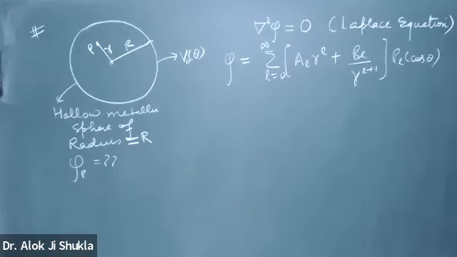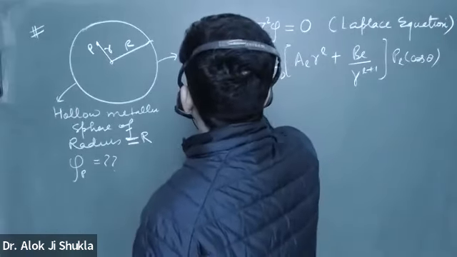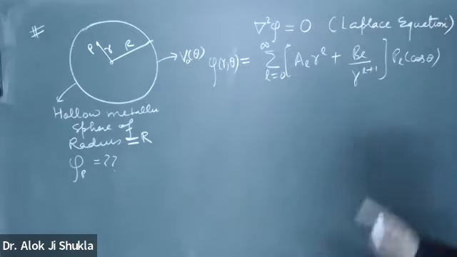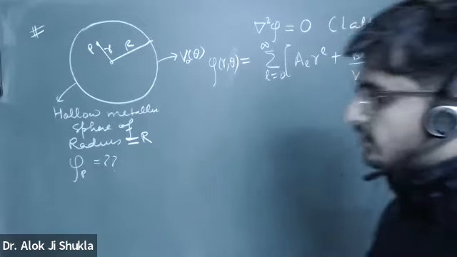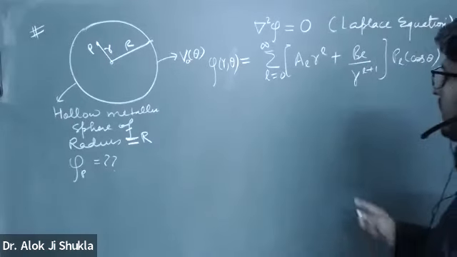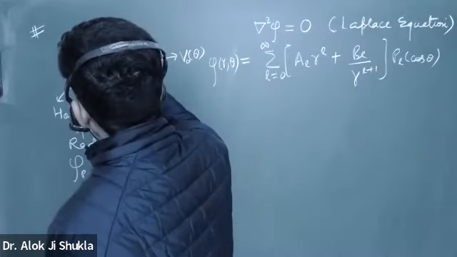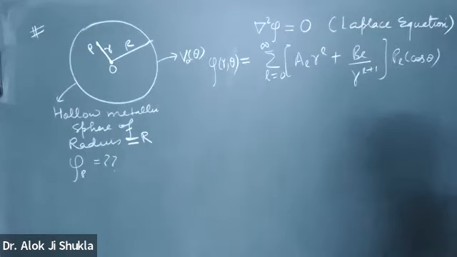This will be the potential, because this is the solution of Laplace equation in a spherical polar coordinate system without phi. There is no dependence on phi. Now please see, as a boundary condition, we have to calculate potential inside the sphere, and the origin is also inside the sphere.